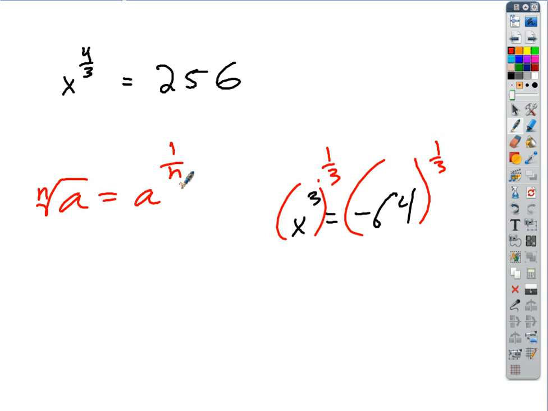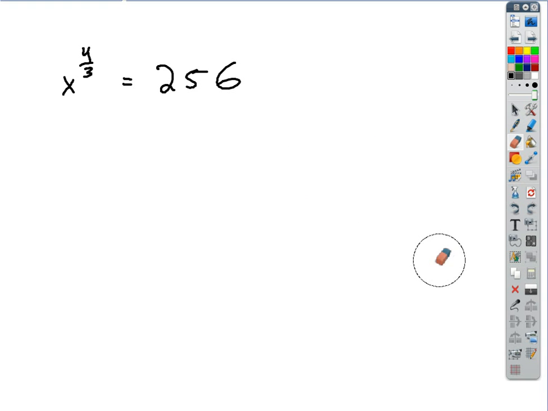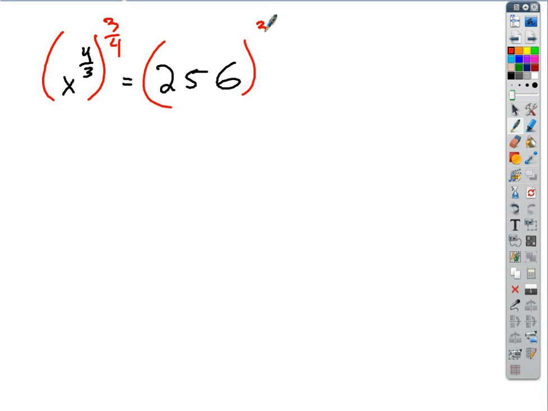So now what am I going to do up here? 4/3. Aha! Reciprocal it. Yeah, if I want to solve this one, I'm just going to take both sides to the reciprocal of 4/3, or the 3/4 power. Okay? So on the left side, what do I get? X. Good. I just get x. On the right side, I get a number, 256 to the 3/4.